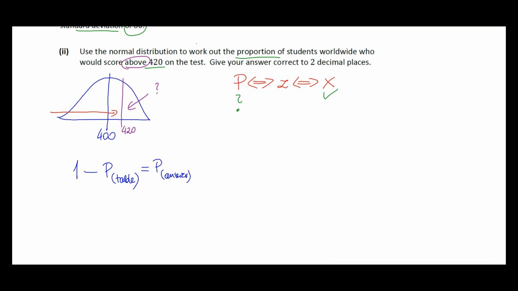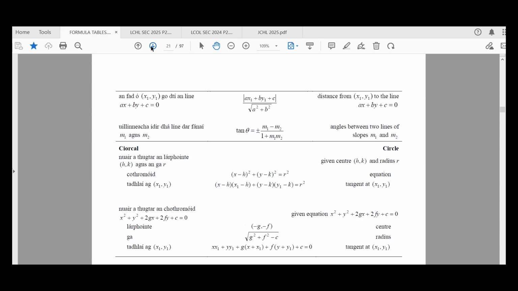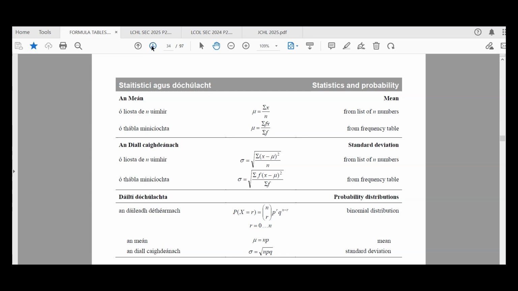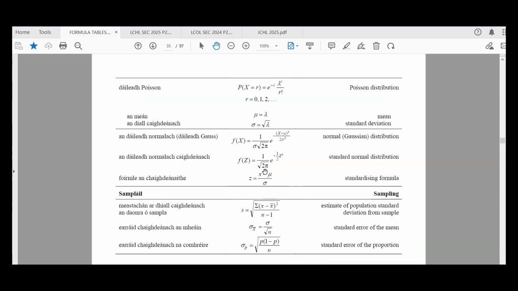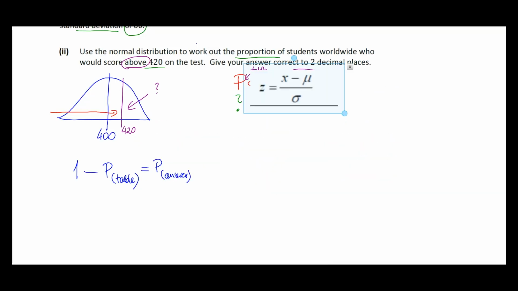So how do we cross over? When we go from the value, from the data, to z, we use the formula for the z-score. And then once we have the z, we go to the table and we read the probability corresponding to that z. So what is the formula? Let's look in our table in statistics. Where is that? Far away. That's where it is. So page 34 in the table, that is your standardizing formula. That's your z-score. So that's the formula we're going to use here.